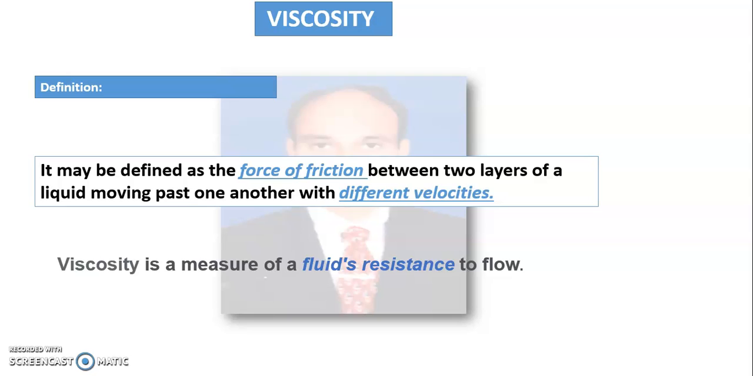As a result of this, you know, in physics, whenever two objects are in contact with each other, or an object is in contact with a surface, there is always friction. Due to this friction, there is a resistance to flow. In the same way, when a force of friction arises between two layers of a moving liquid, there is definitely a resistance offered to the flow of the liquid. Therefore, viscosity, in other words, is a measure of a fluid's resistance to flow.